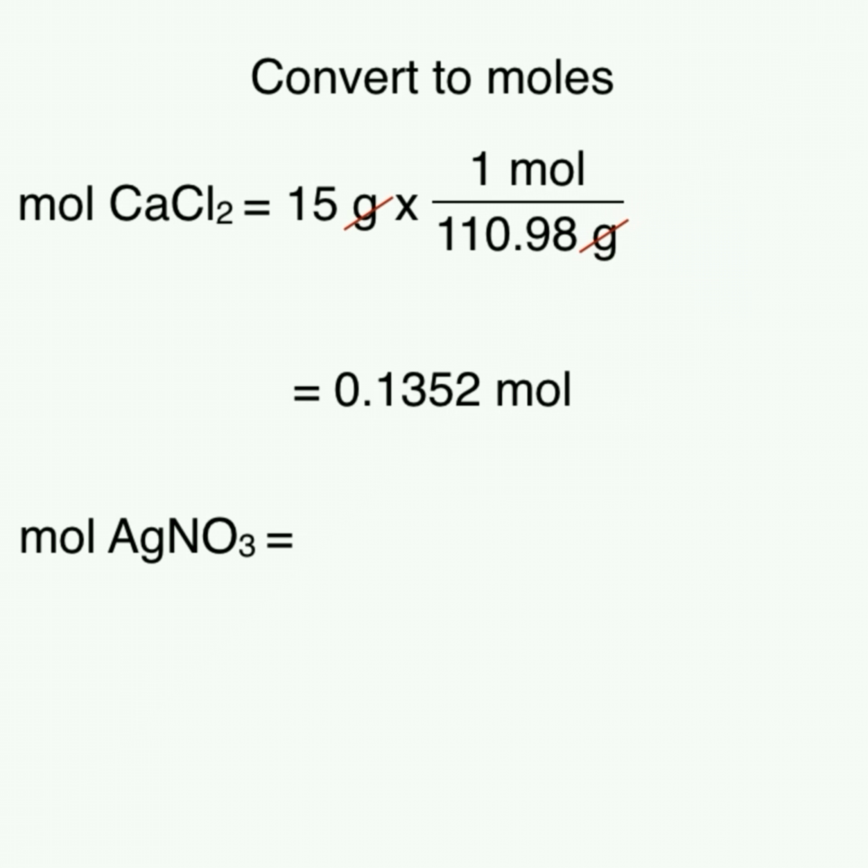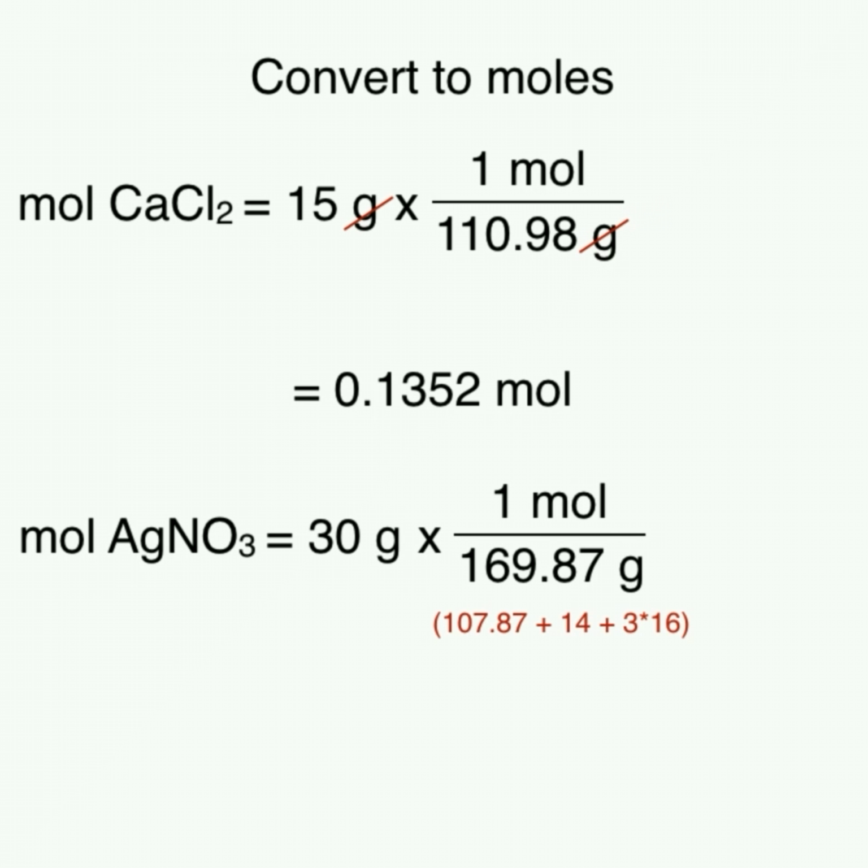Now to follow the same steps for silver nitrate. We take our mass of silver nitrate, 30 grams, and divide it by its molar mass, 169.87 grams per mole. This molar mass is the sum of silver's molar mass, 107.87 grams per mole, nitrogen's molar mass, 14 grams per mole, and 3 times oxygen's molar mass, 16 grams per mole. This gives us 0.1766 moles of silver nitrate.